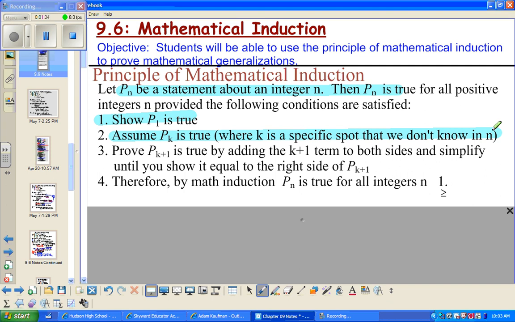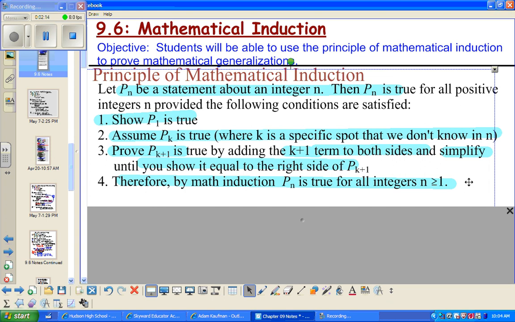And then the big step, step 3: we're going to prove that P sub k plus 1 is true by adding the k plus first term to both sides and then simplifying to show that it's equal to the right side of P sub k plus 1. So basically, assuming that P sub k is true, we are going to prove that the next term would be true. And because of that, we can then conclude by mathematical induction that P sub n is true for all integers where n is greater than or equal to 1.